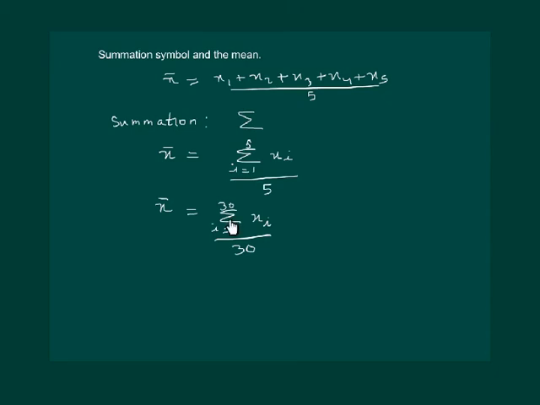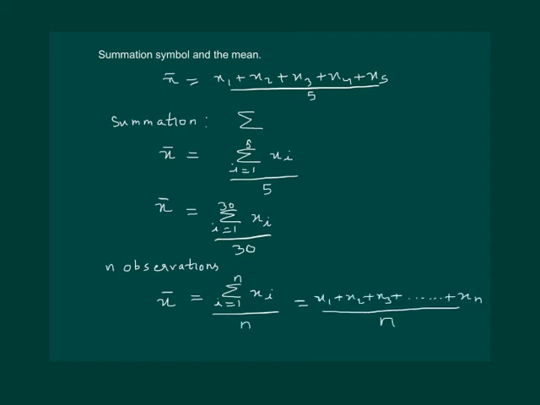Basically, this summation sign is denoting that we are adding each observation. So in general, if we have n observations, then x bar equal to summation xi, i varying from 1 to n, whole divided by n, which actually means x1 plus x2 plus x3 and so on plus xn whole divided by n.